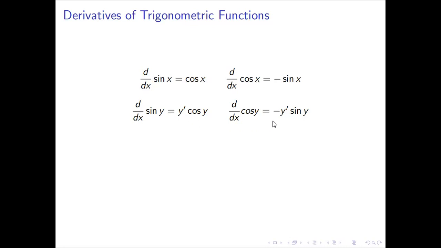Now, here are the chain rules for those derivatives. So if you replace x by a function of x, y, you just multiply by the derivative again. So it's the same. Derivative of sine y is cosine y times derivative of y. Derivative of cosine y is negative sine y times derivative of y. So it's always just with the addition of the derivative. So there's always a y prime in the chain rules, right? So let's just illustrate.